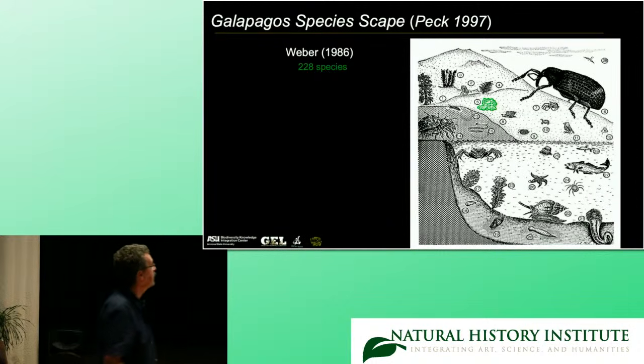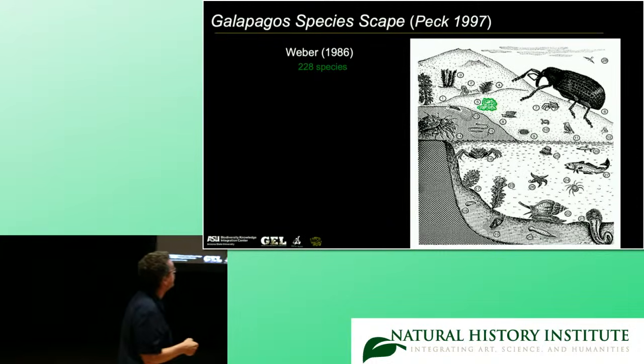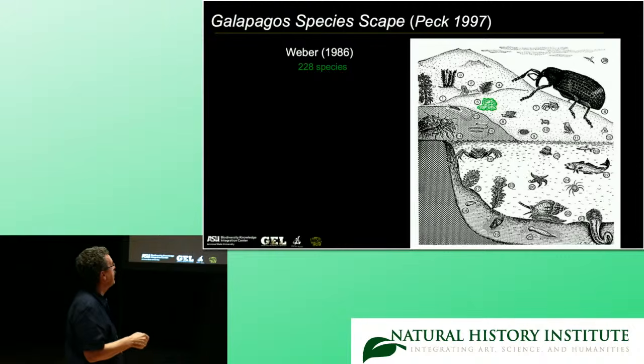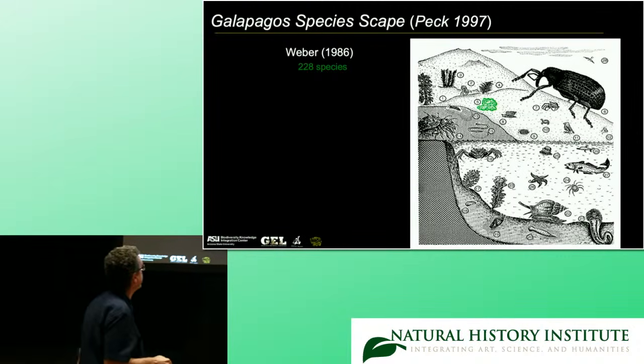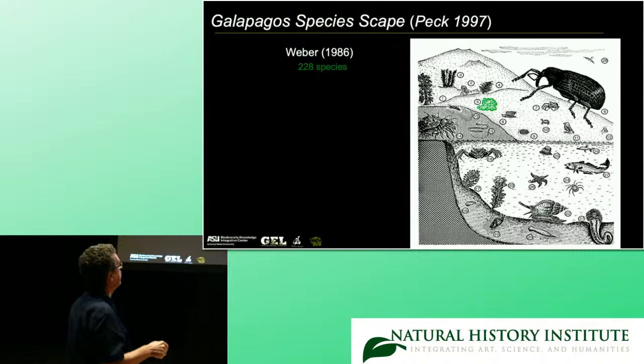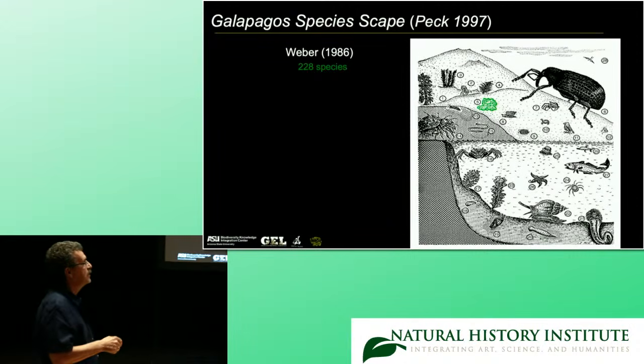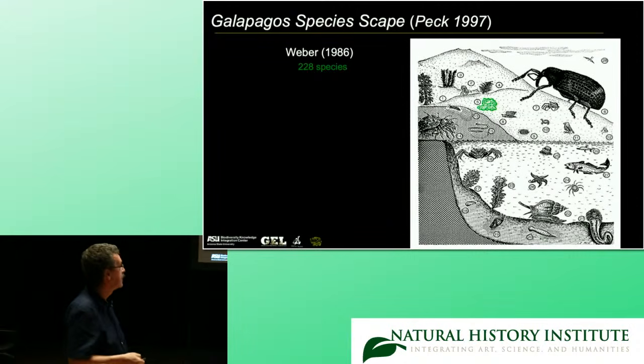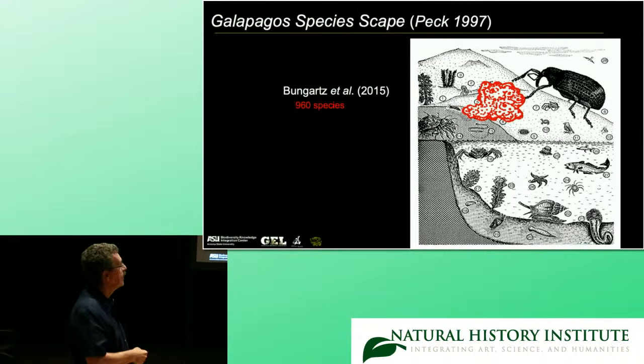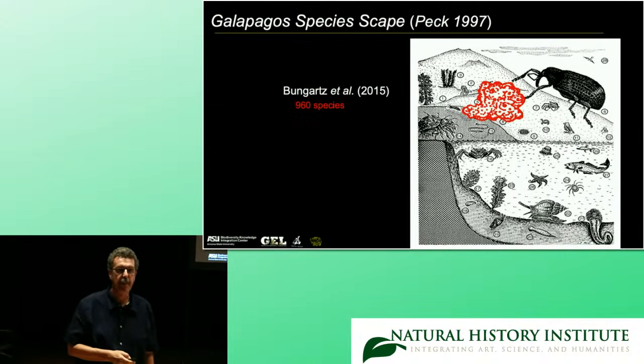This is a nice graphic that I really like by Stuart Peck. He came up with an illustration in one book about the diversity in Galapagos, and he illustrated the size of these organisms. For example, the beetles stand for the insects, which are probably the most diverse group in the islands. Here are the lichens, according to Weber. And this is what the lichens look like right now.